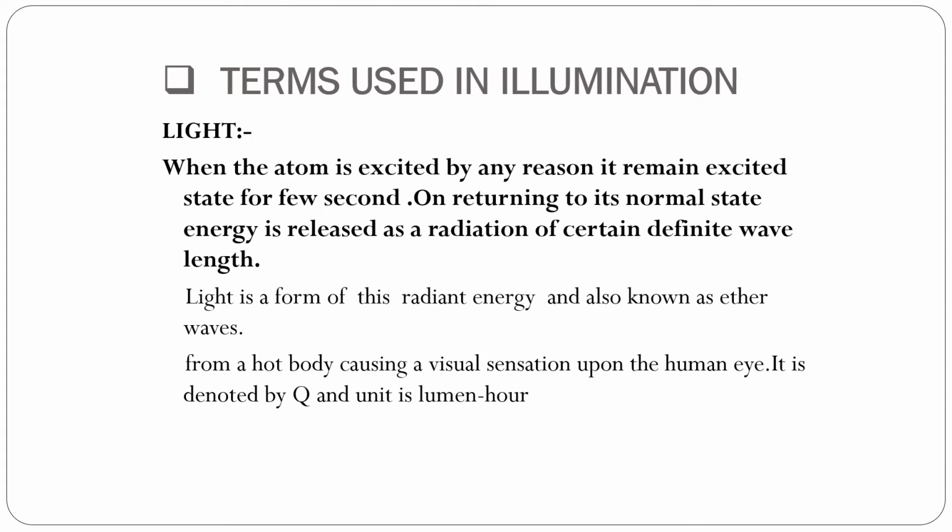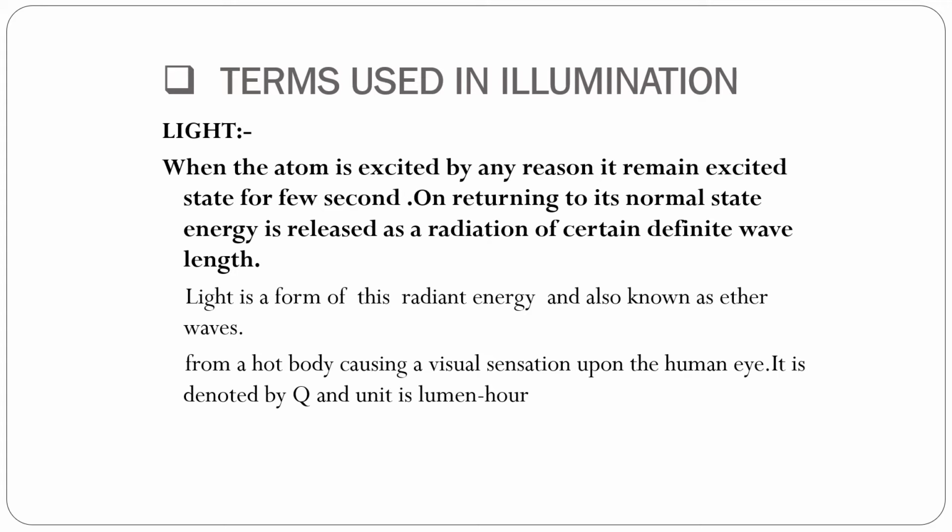The terms used for illumination: the first one is light. When any atom is excited for any reason, that is, you give energy to that particular atom, the electrons go outside and remain in the excited state for a few seconds, for example 10 raised to minus 8 seconds. Then it returns back to its normal state. On returning to its normal state, the energy is released in the form of radiations of a certain definite wavelength. Light is the form of this radiant energy.